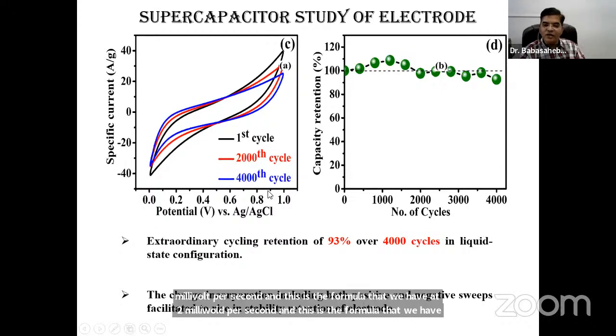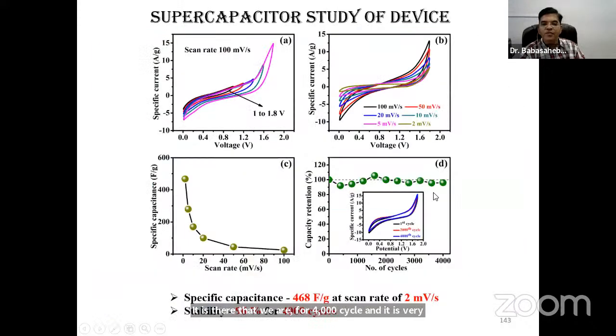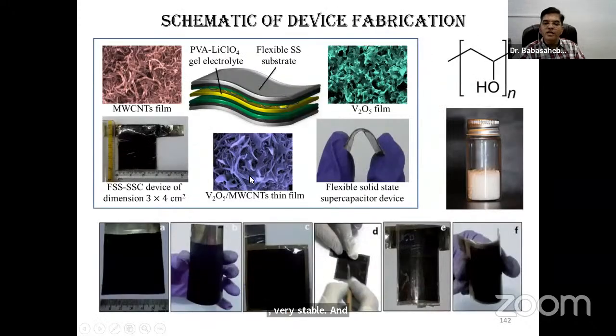So we have tested this electrode for almost 4000 cycles, and we observed that it is showing 93% stability for charging, discharging, charging, discharging. That is a CV cycle. We have done it for 4000 cycles, and it is very, very stable. And here, then we have made it as a solid state device. So what we have done: carbon nanotube coated on the stainless steel as one substrate, on which vanadium oxide is coated. This is one electrode.